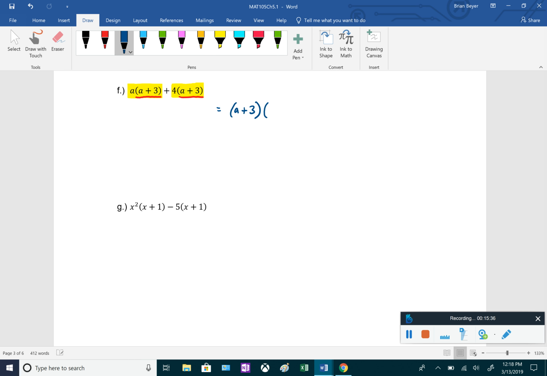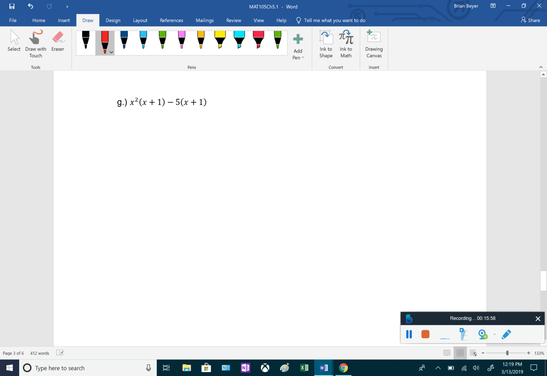And then when we think about what we have left over, we have a plus 4. So that would be our answer for that one. A little more confusing, so let's do another one. We have x squared times x plus 1 minus 5 times x plus 1. Once again, we have two big terms. They both have an x plus 1. So that's going to be our GCF.